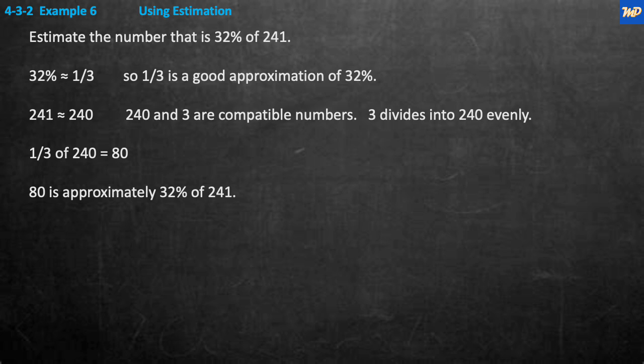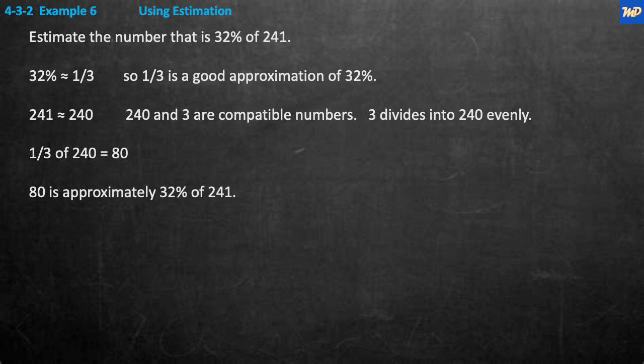Okay, example 6, using estimation. So let's estimate the number that is 32% of 241. We're going to be estimating by adjusting both of these numbers. So we want numbers that are compatible, easy to divide, right? Let's see what we come up with.